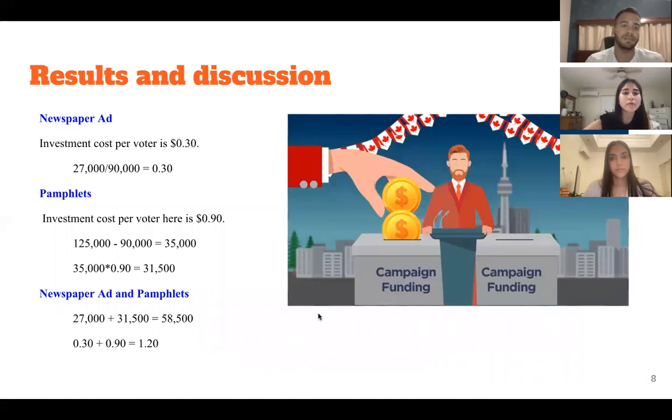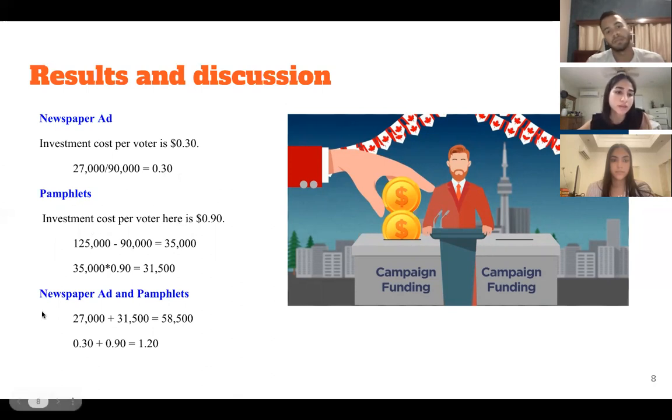So here we have the results section of our presentation. So we can see here that the newspaper ad had an investment cost per voter of 30 cents. So to get this, we divided 27,000, which is the cost, by the amount of voters, 90,000, which gave us the 30 cents per voter investment.